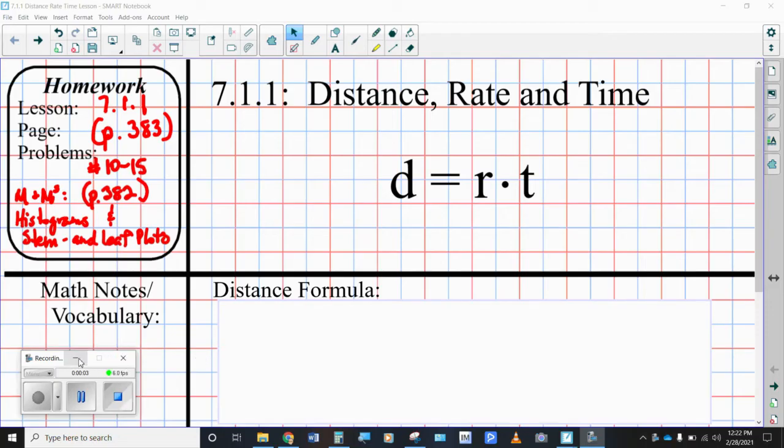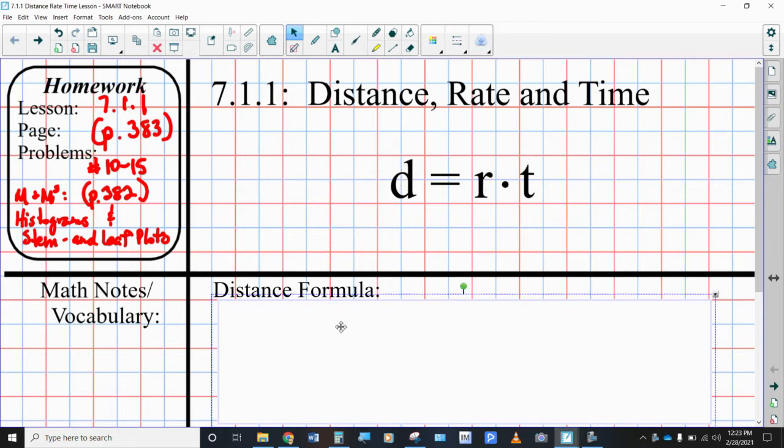Alrighty, let's take a look at our first lesson for Chapter 7, Lesson 7.1.1. This is titled Distance, Rate, and Time, and we're going to use what is referred to as the distance formula, often called D equals RT, where the R and the T are multiplied together. You can figure out the distance by multiplying the rate of speed times the amount of time.